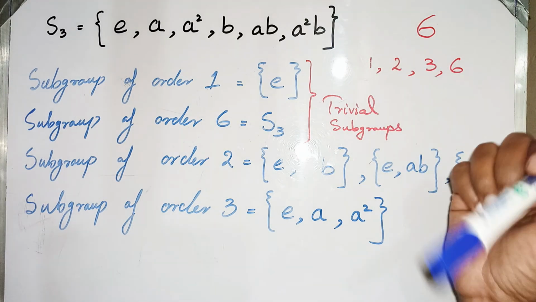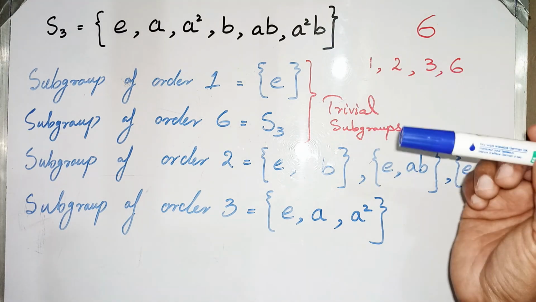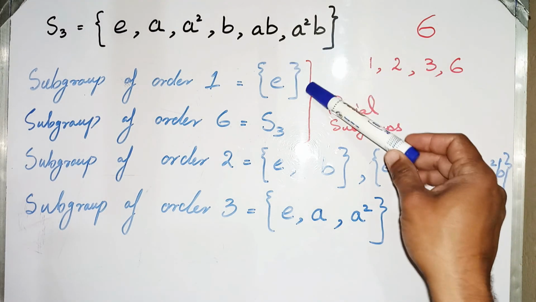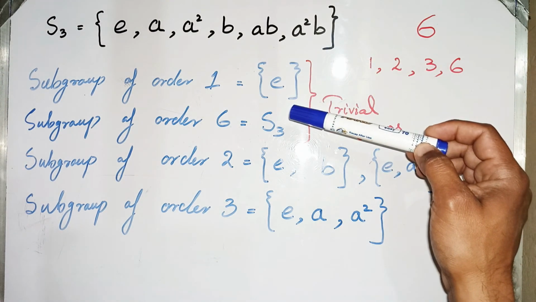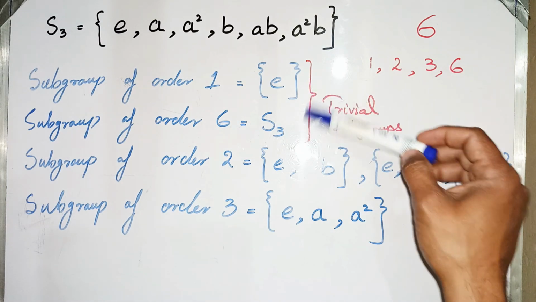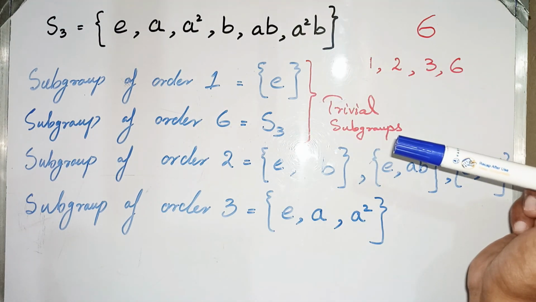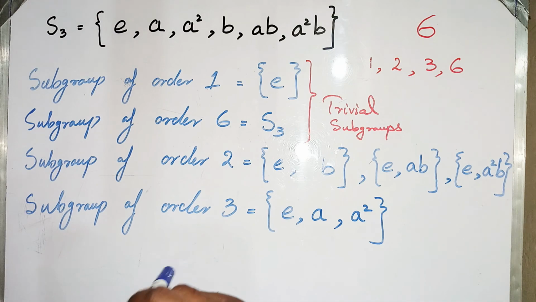I repeat the procedure again. First you will write the subgroup of order 1 and the group itself. These will be trivial subgroups. After that you will write non-trivial subgroups of the required order. I hope you will understand this example easily.